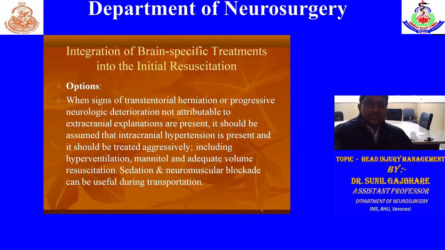Initial resuscitation: when signs of transtentorial herniation or progressive neurologic deterioration not attributable to extracranial explanations are present, it should be assumed that intracranial hypertension is present and it should be treated aggressively, including hyperventilation, mannitol, and adequate volume resuscitation. Sedation and neuromuscular blockade can be useful during transportation of the head injury patient.